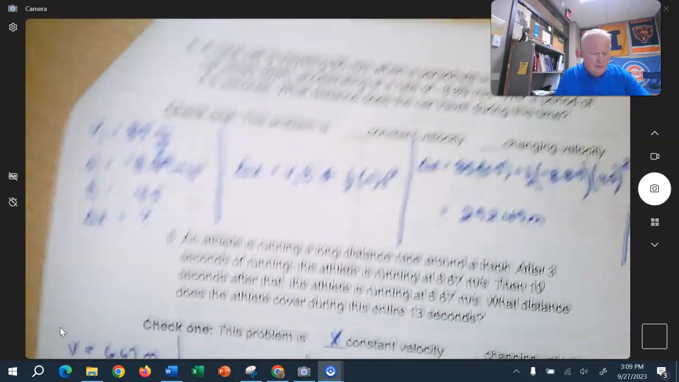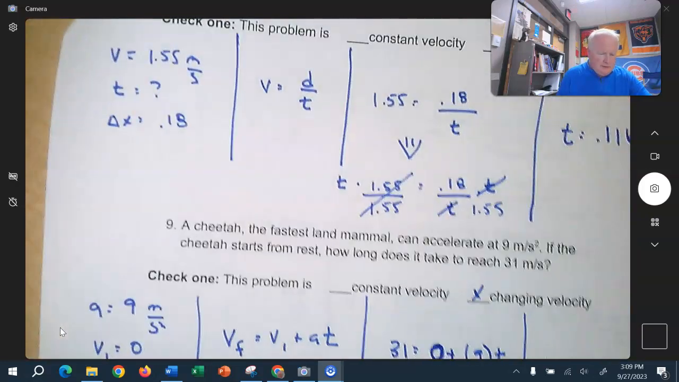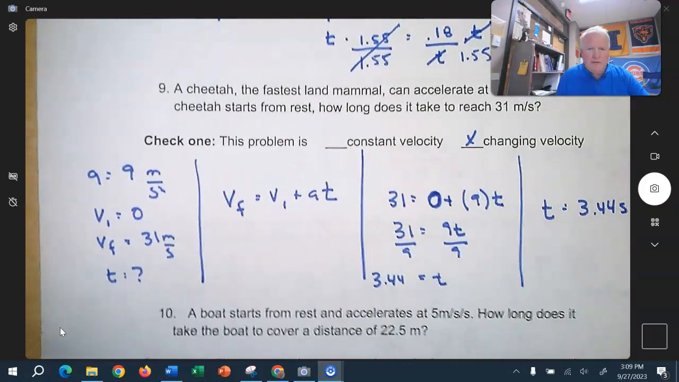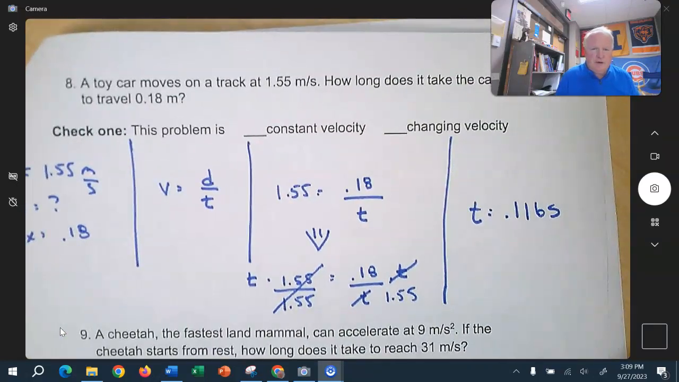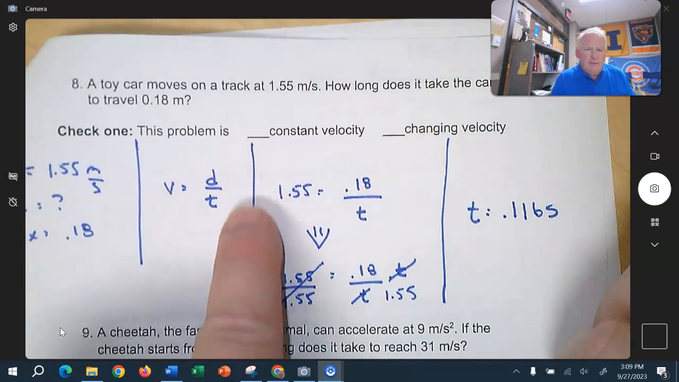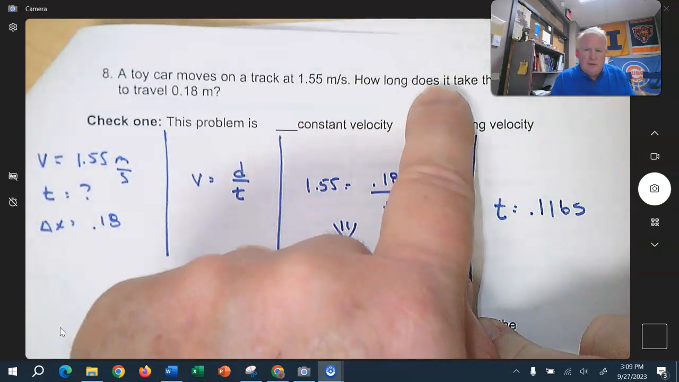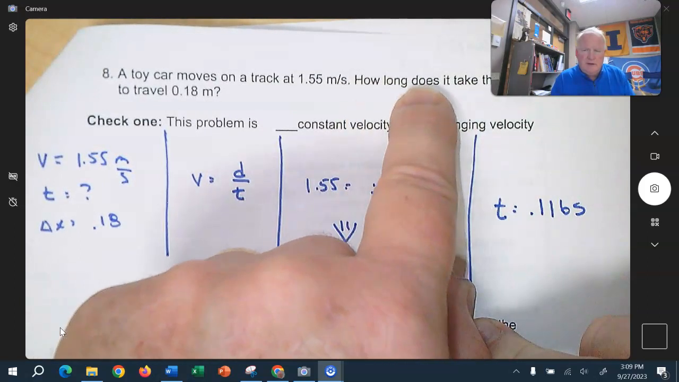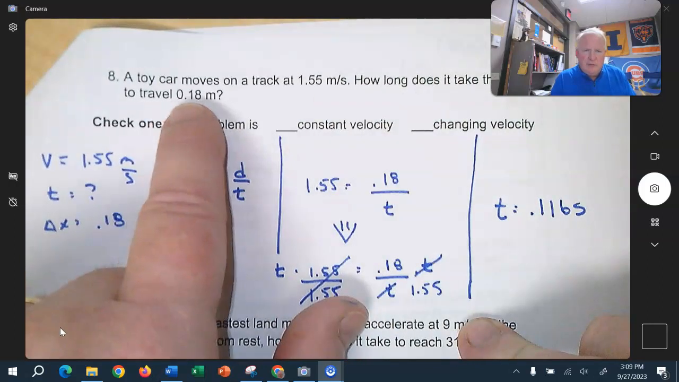Okay, let's go a little bit faster here so we don't run out of time. Number 8 on my sheet is this one right here. It's a toy car moving on a track at 1.5 meters per second. So that's our velocity. How long does it take? That's a time. They're asking me to find a time. And then delta x is 0.18.